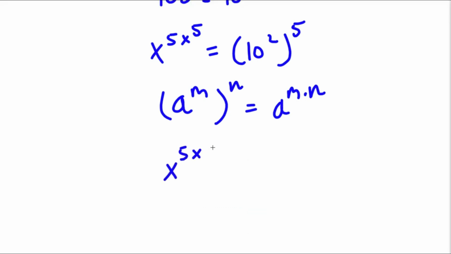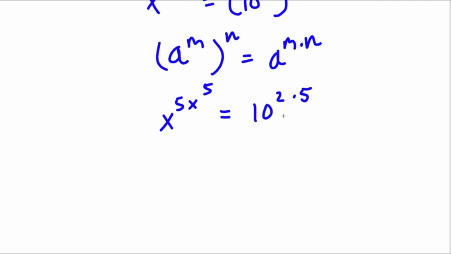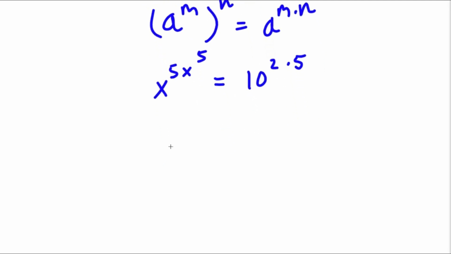We have x to the power of 5x to the power of 5 is equal to 10 to the power of 2 to the power of 5. That's going to equal 10 to the power of 2 times 5. And 2 times 5 is 10. So I have x to the power of 5x to the power of 5 is equal to 10 to the power of 10.